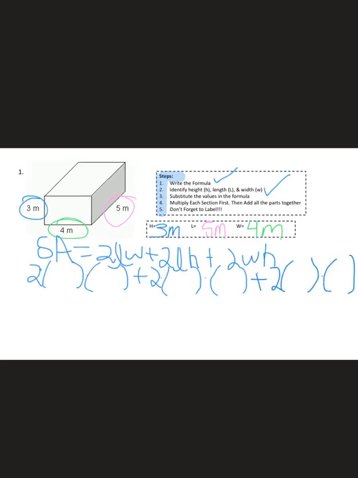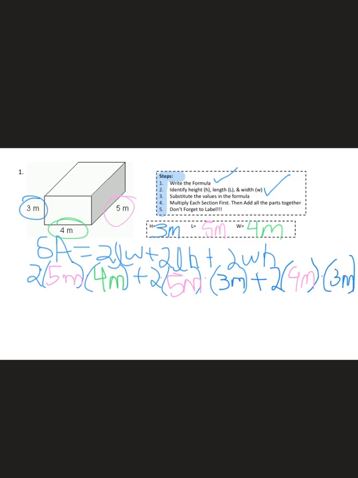I rewrote my formula, but instead of putting the letters, I just left blank spaces because now we know what those values are. So we have 2 times L. Well, we know L is 5 meters. And then times W, well, we know our width is 4 meters, so we did the first section. Second section is 2 times L, which is our length, that's 5 meters, times H, which our height is 3 meters, and then plus 2, we're going to go to the third section, which is our width, 4 meters, and our height, which is 3 meters.